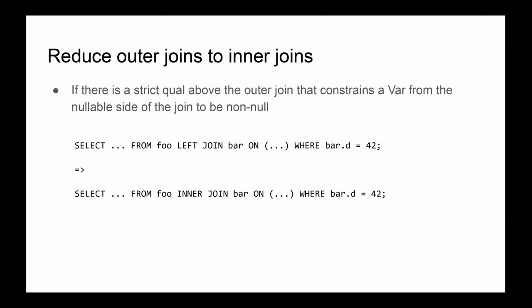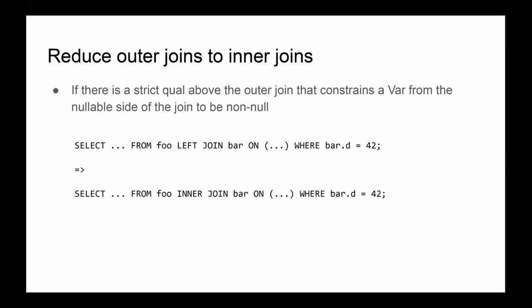Actually, we know the equal operator in where is strict, right? So for any row where the left join fills in nulls for bar's column, the strict operator will always return null, causing the outer where to fail. Therefore, there is no need for the join to produce the null-extended rows in the first place, which makes it a plain inner join, not an outer join.